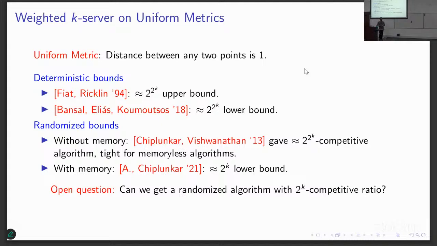So the point I was trying to say is that without memory, you're fighting an unknown algorithm with a steep ask, and it's almost like an adaptive adversary. Both are equivalent, whether online adaptive, oblivious, or memoryless. So now the open question is: can we get a randomized algorithm that is exponentially competitive in K? That is our aim.